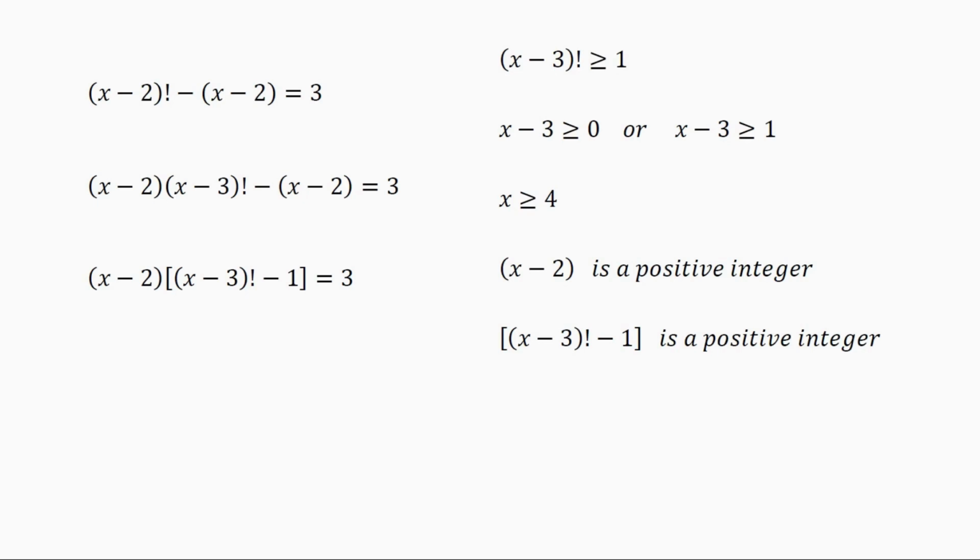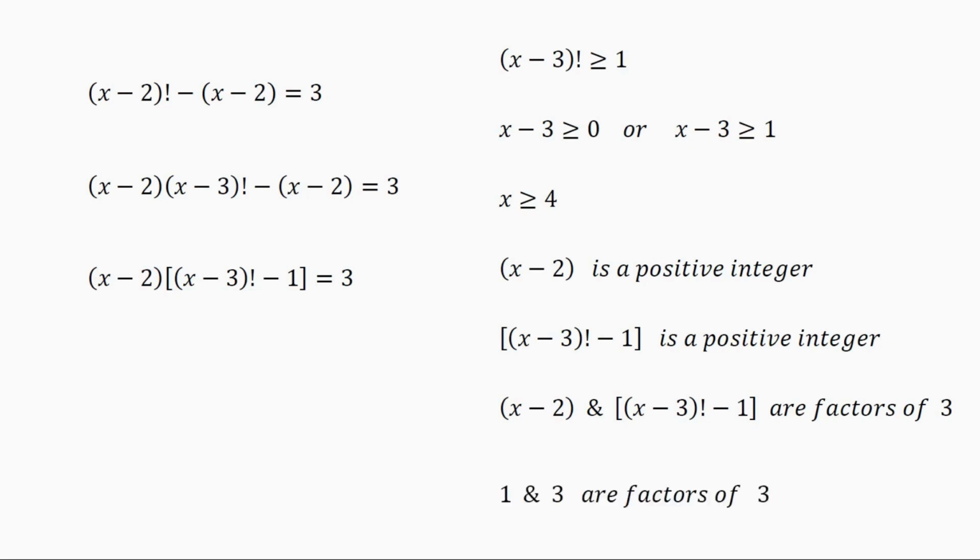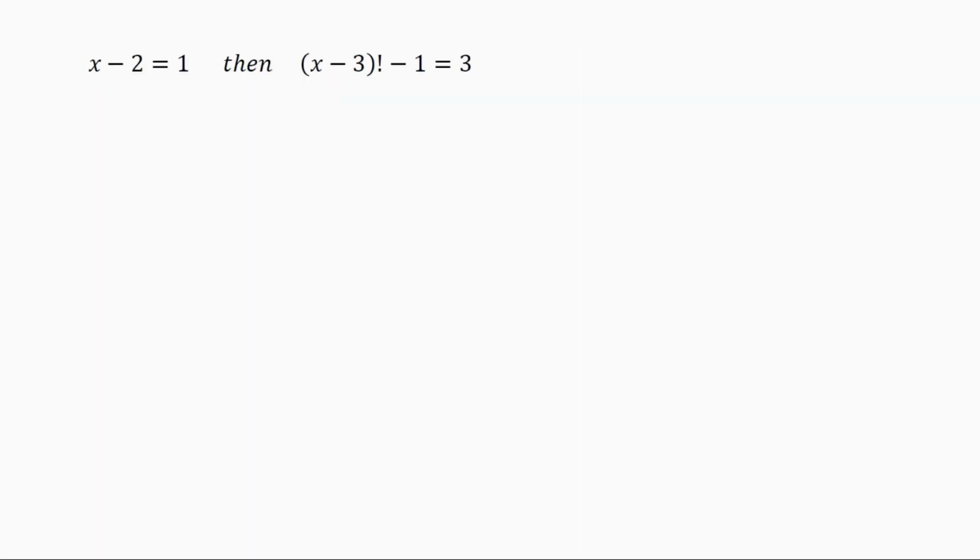From the equation, we can say that x minus 2 and x minus 3 factorial minus 1 are factors of 3. We know 3 is a prime number. So 3 has only two factors, those are 1 and 3. So we can say that x minus 2 equals 1 or x minus 2 equals 3. Now consider the first case, x minus 2 equals 1, then x minus 3 factorial minus 1 must be 3.